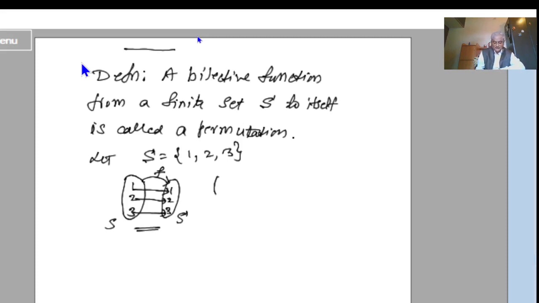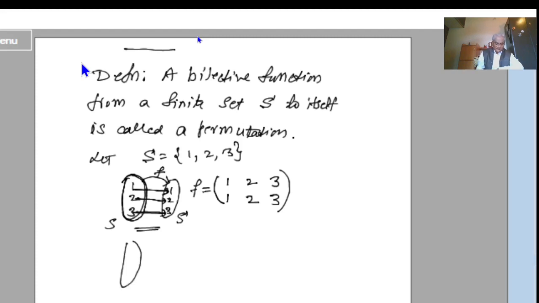Here we take a bracket and two rows. In the first row we write the elements of the domain, that is 1, 2, 3, and in the second row we write the corresponding elements, that is their images. So 1 goes to 1, so I write 1 here. 2 goes to 2, I write 2 here. 3 goes to 3, I write 3 here. So that is how F is denoted.